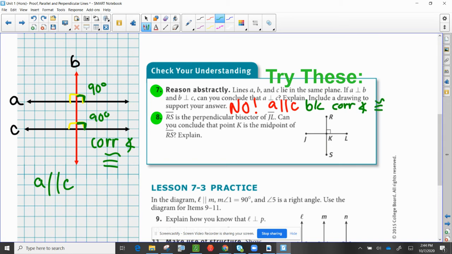And those angles are congruent. Okay, so definitely cannot conclude that A is perpendicular to C. All right, number 8 says RS is perpendicular bisector of JL.